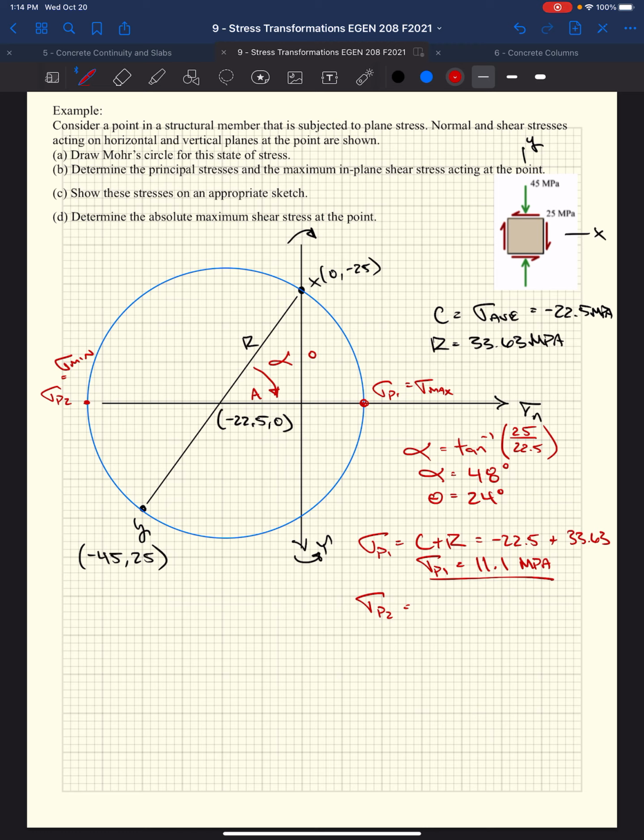Sigma P2, or our second principal stress, which is our minimum stress. We have the center minus the radius. So negative 22.5 minus 33.63. And we get a second principal stress, or minimum stress, of negative 56.1 megapascals.